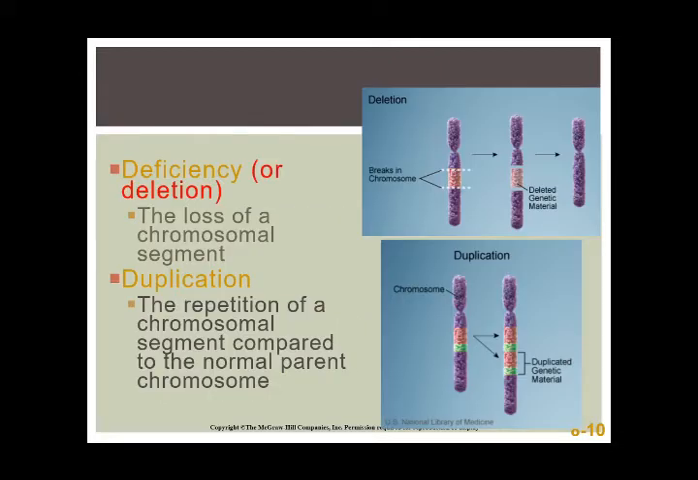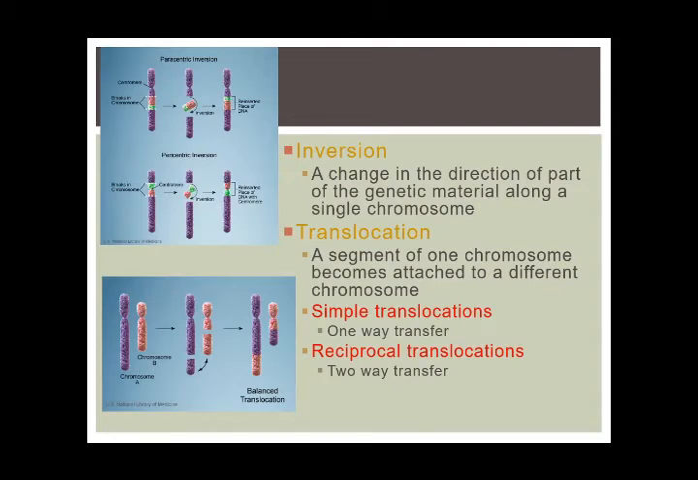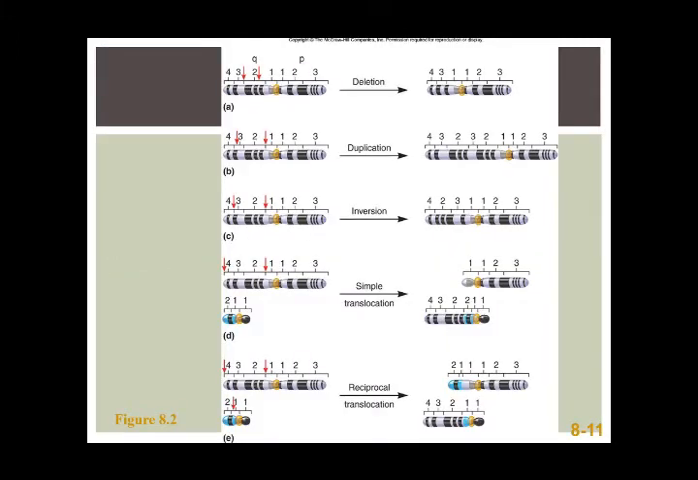Deficiency or deletion is the loss of a chromosomal segment. Duplication is a repetition of a chromosome segment compared to the normal parent chromosome. Inversion is a change in direction of part of the genetic material along a single chromosome. Translocation is when a segment of one chromosome becomes attached to a different chromosome. Simple translocation is a one-way transfer. Reciprocal translocation is a two-way transfer. So here you can see deletion, duplication, inversion, simple translocation, and reciprocal translocation.